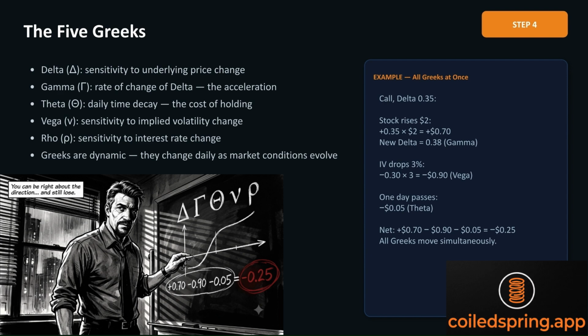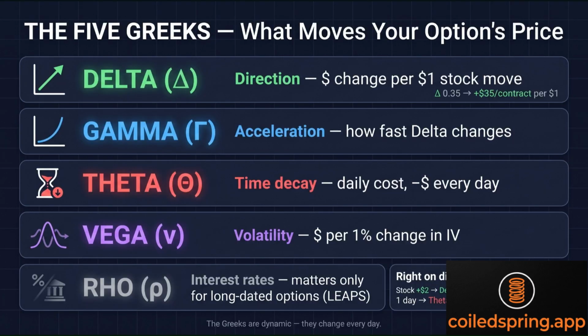Let's walk through the example on the right, because this is where it gets real. You hold a call option with a delta of 0.35 and a Vega of 0.30. The stock rises $2. Delta gives you plus $0.35 times $2 equals plus $0.70 per share. Good. The stock moved your way. But the rise in the stock also changed your delta. Gamma pushed it from 0.35 to 0.38. The next move will be slightly more profitable.